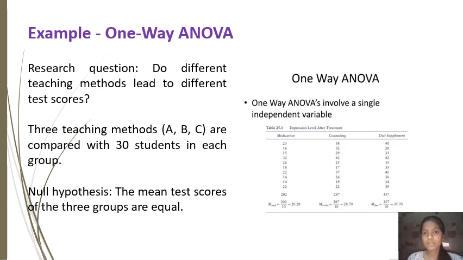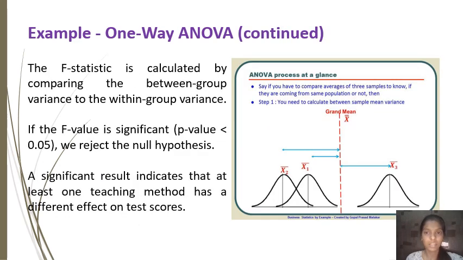One-way ANOVA involves a single independent variable. This is meditation, counseling, and the diet supplement. Here we get different mean values. So in this way we can execute a one-way ANOVA. And the next is another example.